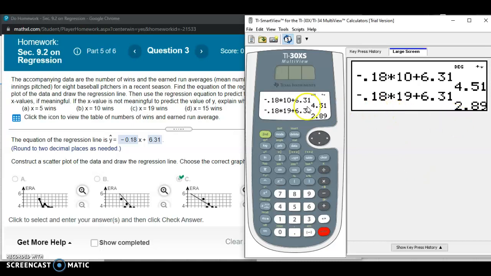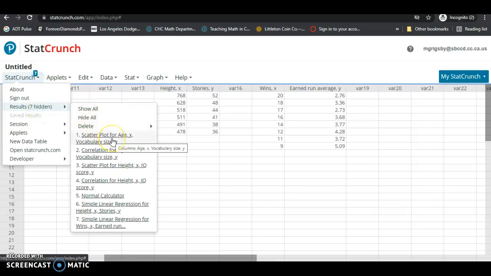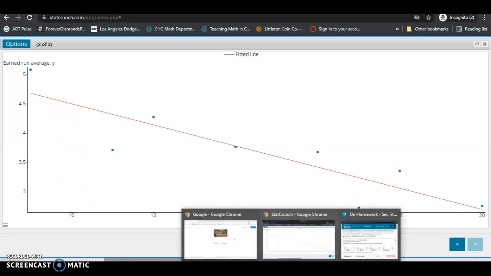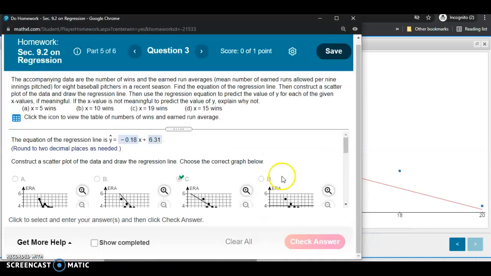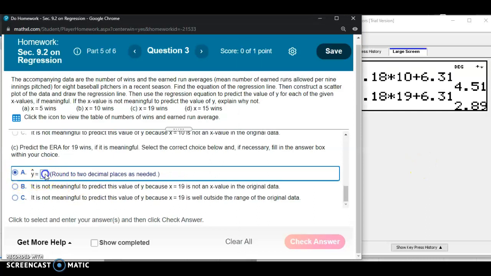Remember, the regression equation slopes down. So as we increase the value of x, we would expect a lower number for the earned run average, and if we decrease the value of x, we would expect a higher earned run average. So that follows with what we see in the graph of our regression equation. So the answer for part C would be 2.89. So y hat is equal to 2.89.